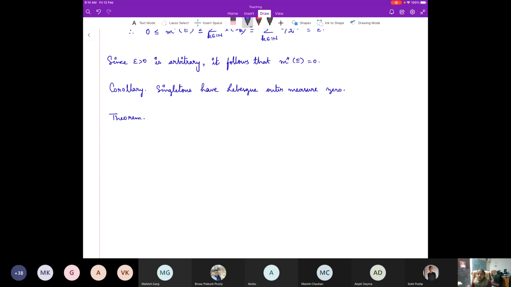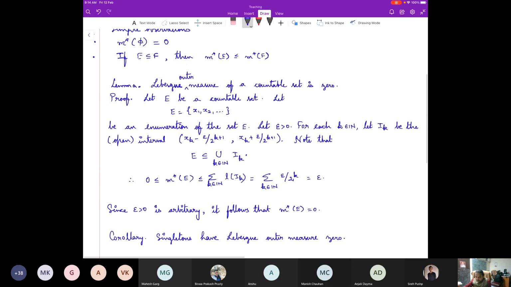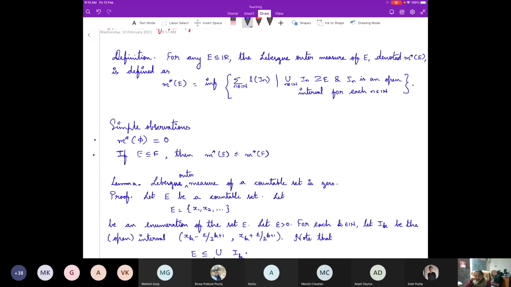So what is the point of introducing this concept? Why did we introduce this m star E? To overcome the drawbacks of Riemann integration. We wanted to generalize the notion of length, and therefore we introduced a new concept.